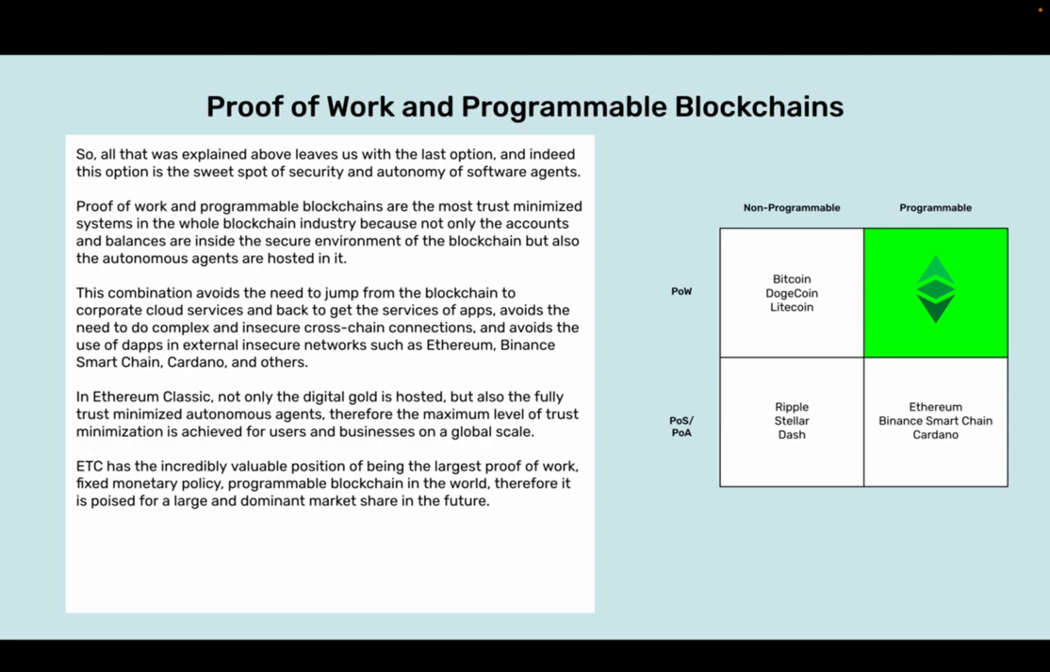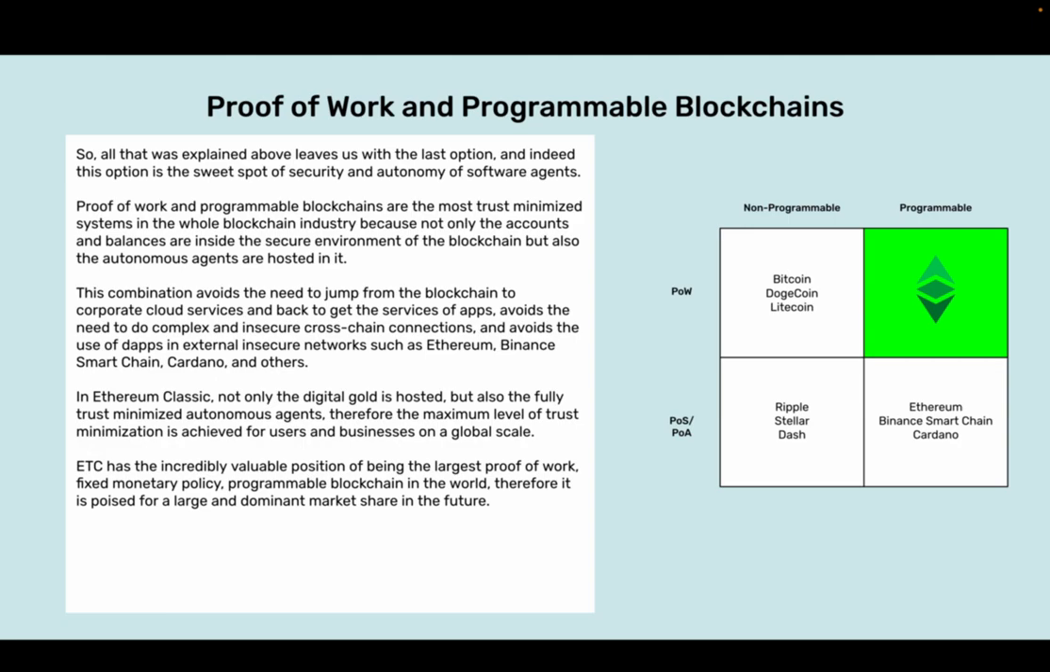Proof of work and programmable blockchains. So, all that was explained above leaves us with the last option, and indeed this option is the sweet spot of security and autonomy of software agents. Proof of work and programmable blockchains are the most trust-minimized systems in the whole blockchain industry because not only are the accounts and balances inside the secure environment of the blockchain, but also the autonomous agents are hosted in it.